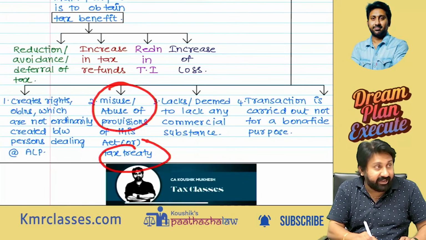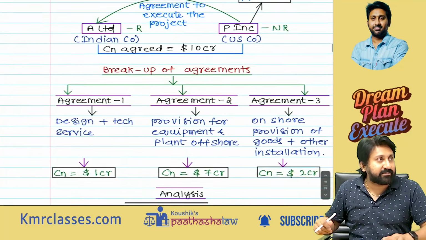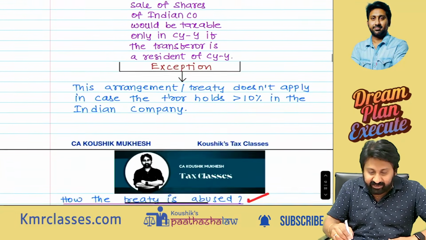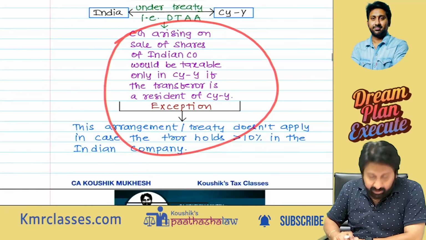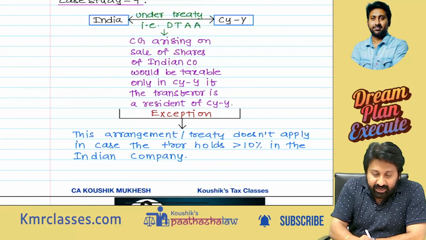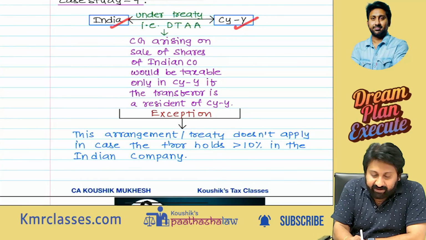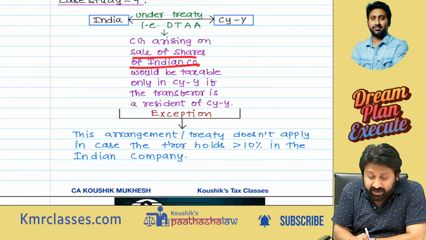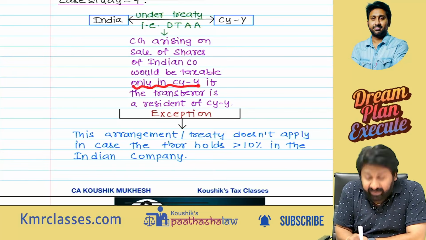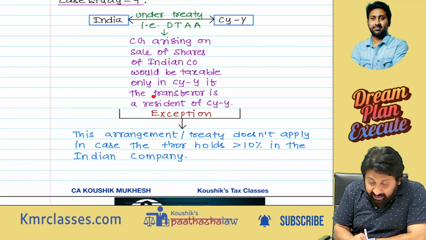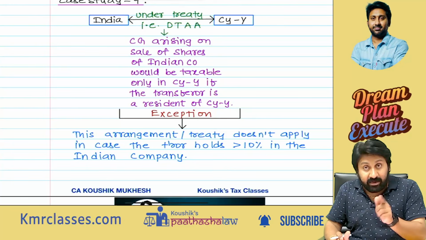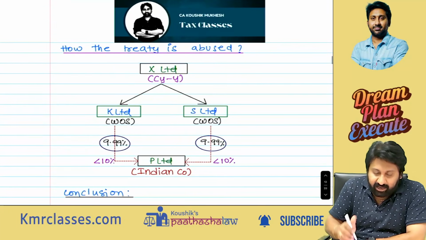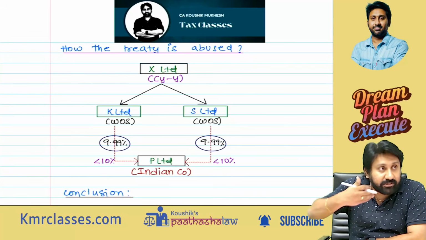Abuse of tax treaty. Each and every point we are going to explain now. This is lack of commercial substance. This is the abuse of tax treaty. So what happened? If there is a country like India and country Y where there is a tax treaty under DTAA, capital gain arising on the sale of shares of an Indian company would be taxable only in country Y, no tax in India, if the transferor is a resident in country Y and does not hold more than 10% in the Indian company. Therefore, they wanted to abuse the tax treaty.